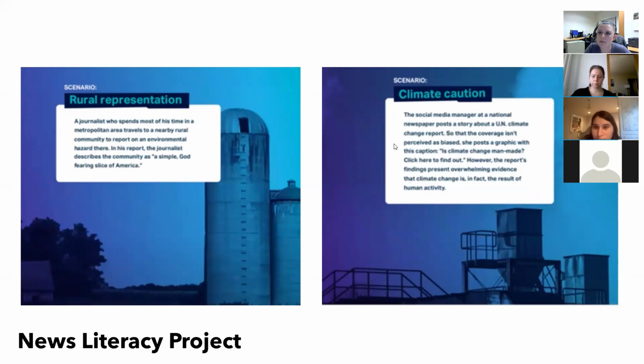So this second one is about a social media manager at a national newspaper who posts a story about a UN climate change report. So that the coverage isn't perceived as biased, she posts a graphic with this caption, "Is climate change man-made? Click here to find out." But the report's findings present overwhelming evidence that climate change is, in fact, the result of human activity. So which one is that one? 50-50? Yes, right, the false balance. So just in order to try to not be biased, they're actually being biased because they're trying to put in two sides that are not equivalent.